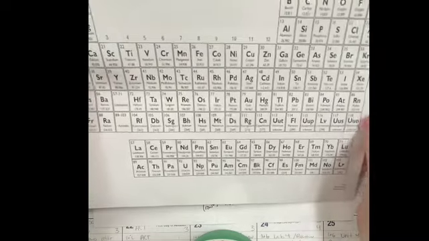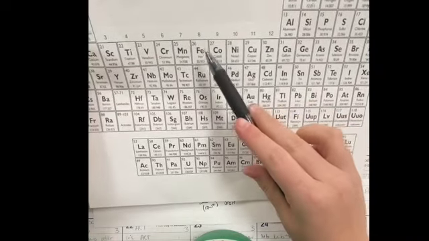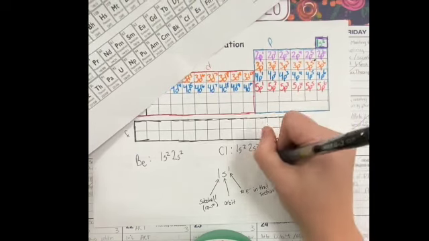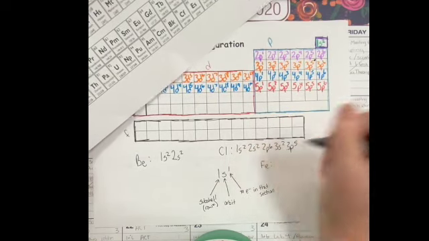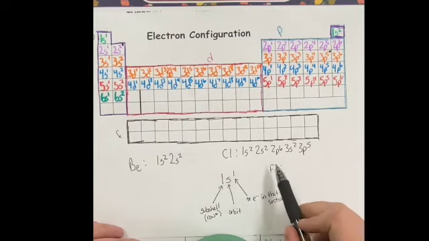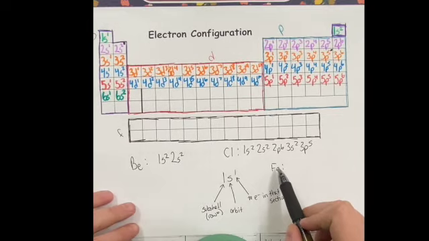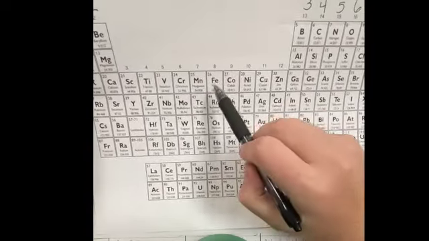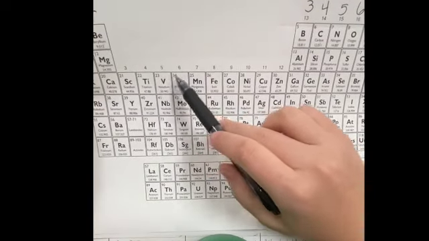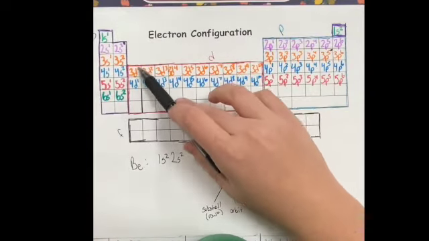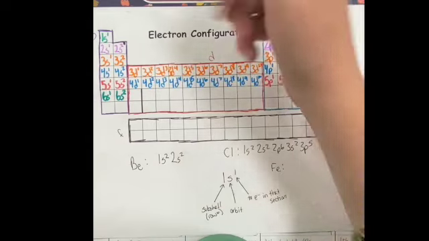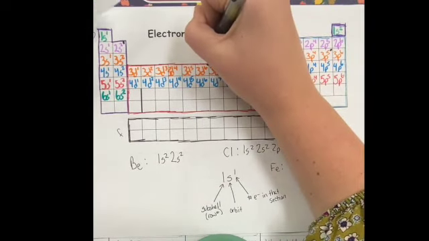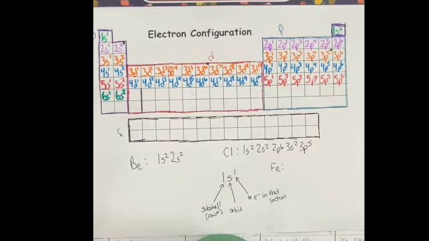Let's do one more example. Let's do iron, or Fe. So we're going to find the longhand configuration for Fe. So we find Fe on here. So Fe's right there. So that's 1, 2, 3, 4, 5, 6. So we know it's going to be 1, 2, 3, 4, 5. Right here. It's the same square of where it's at on the periodic table.